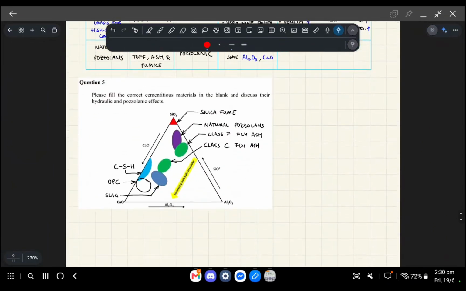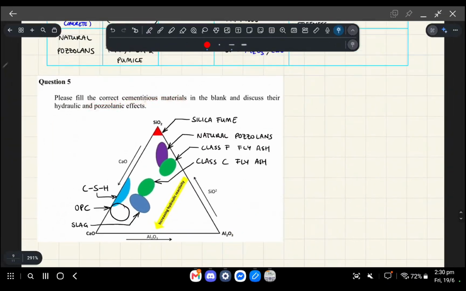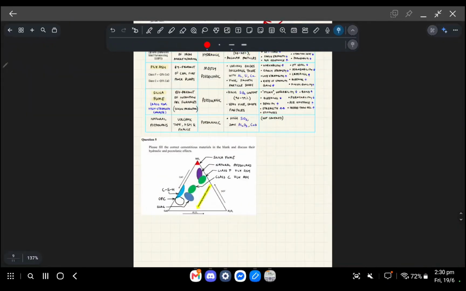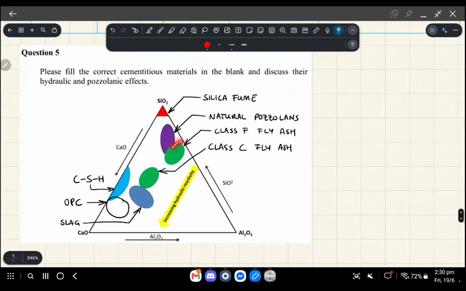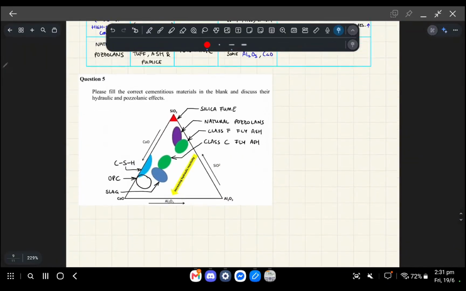All right, question 5. Please fill in the correct cementitious materials in the blanks and discuss the hydraulic and pozzolanic effect. The question basically showed you this diagram and didn't list what these things were, so it's just an exercise in pointing at the right thing. Silica fume is the one with the most silicon dioxide, followed by natural pozzolans, and then you get to your fly ashes, which have increasing amounts of calcium oxide, and then you've got OPC and slag down here. Okay, that's basically that exercise.